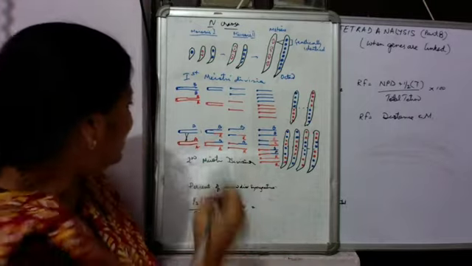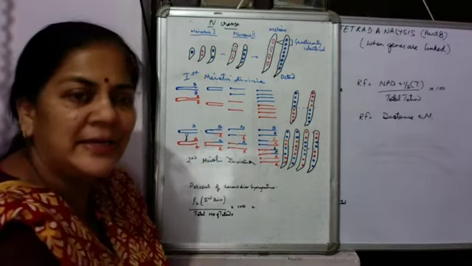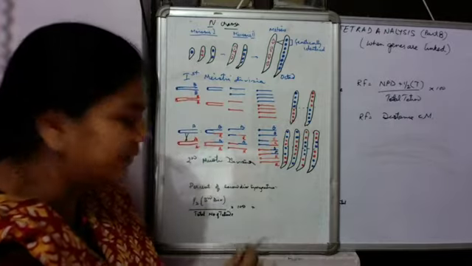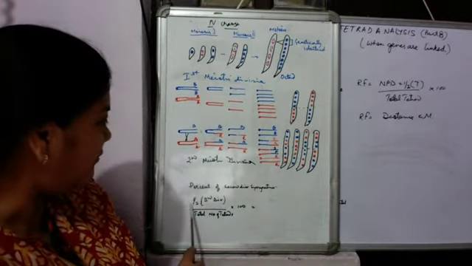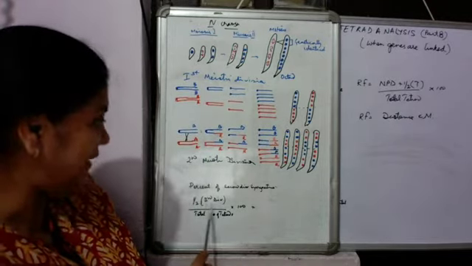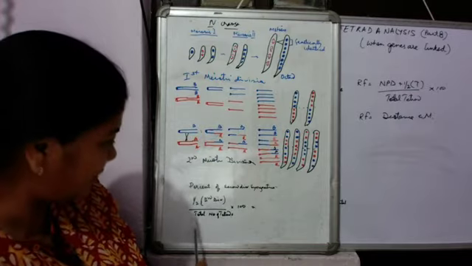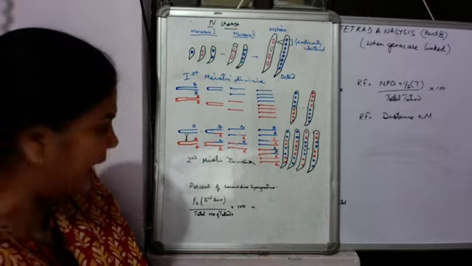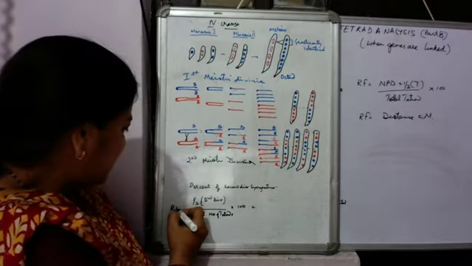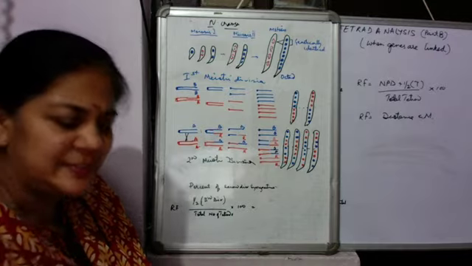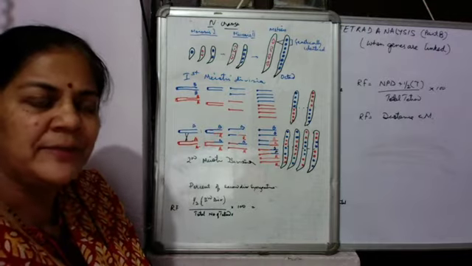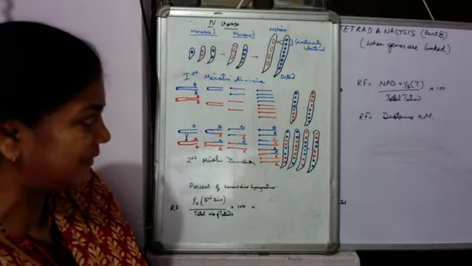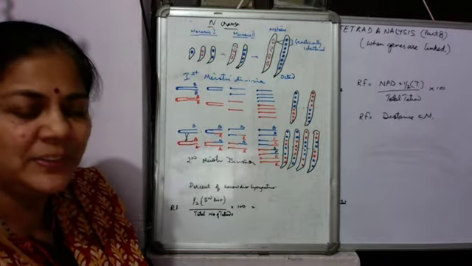So the distance between the gene and the centromere can be analyzed by looking at the second division segregant pattern, and the formula is half of all the second division tetrads divided by the total number of tetrads, into 100. So this will give you the recombination frequency, and this can tell you the distance between the two genes. So this is how one can identify whether the two genes are linked or not by looking at the tetrads and the distance between the gene and the centromere.